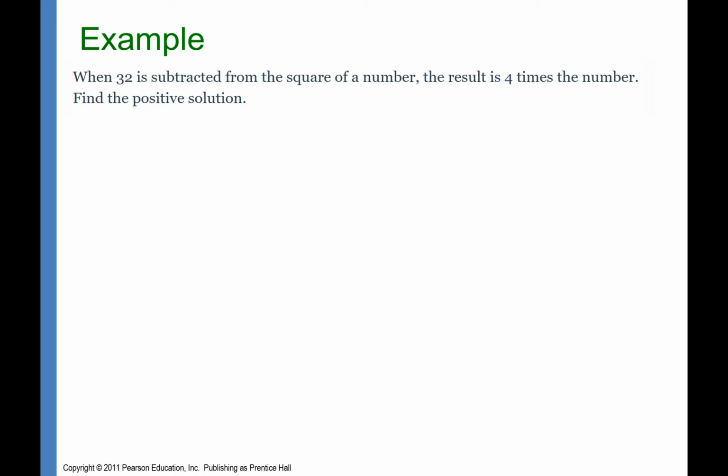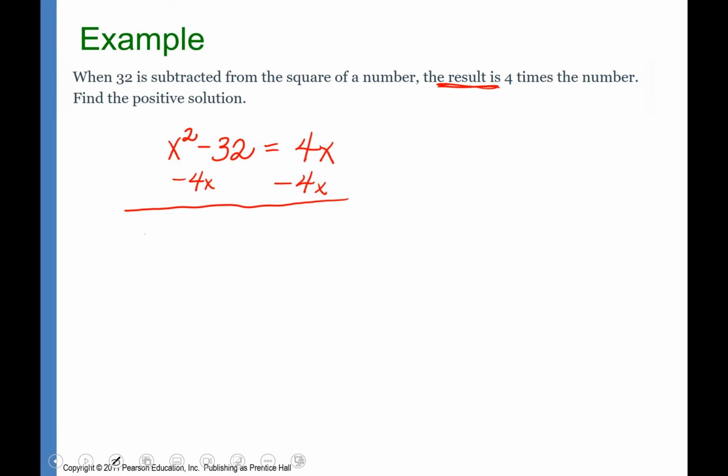When 32 is subtracted from the square of a number, so we're going to square a number, subtract 32, we don't know the number. The result is, so that equals 4 times the number. So we have a quadratic equation or a squared term, so we want to set it equal to 0, so we'll move over this 4x by subtracting it. So I get x squared minus 4x minus 32 equals 0.